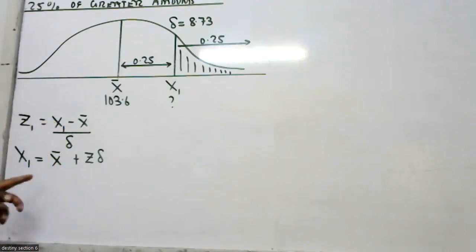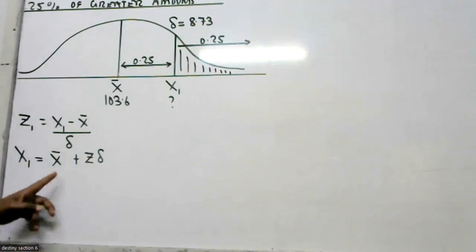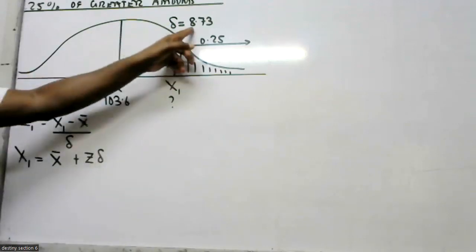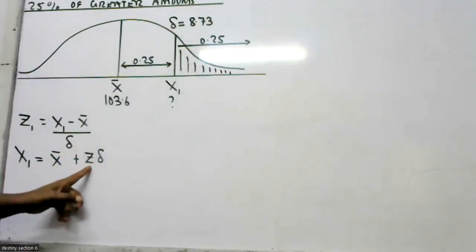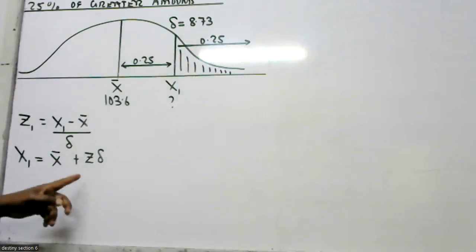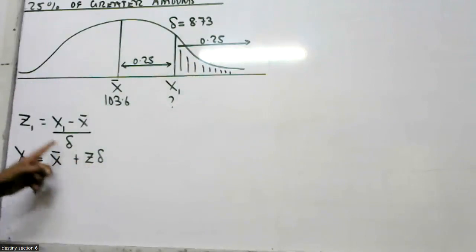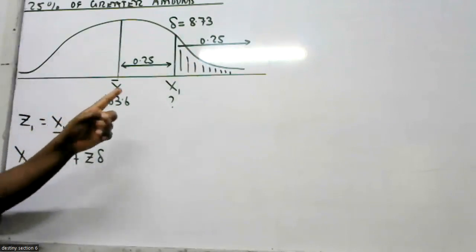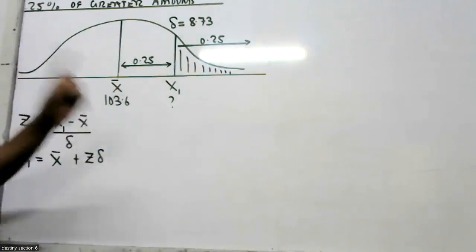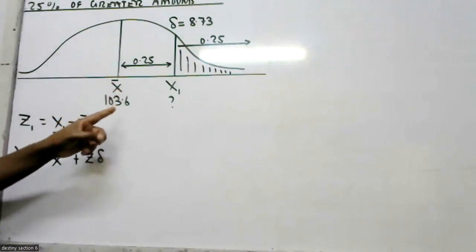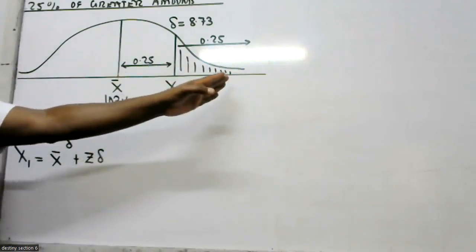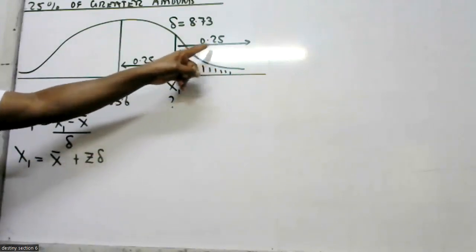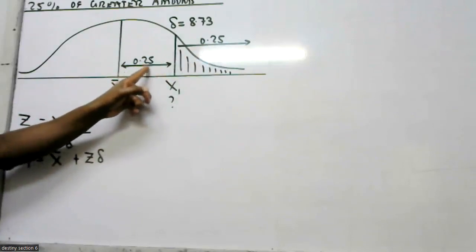Now, we already know X bar from this formula. We also know the standard deviation. What we do not know is Z. But we know very well that this Z, we had computed it using this formula. We went to the tables, and we read something. And that something is what we subtracted from 0.5 because we wanted the higher side, so that we were left with this. Now that something that we subtracted must be this.